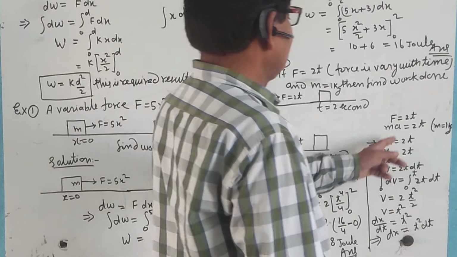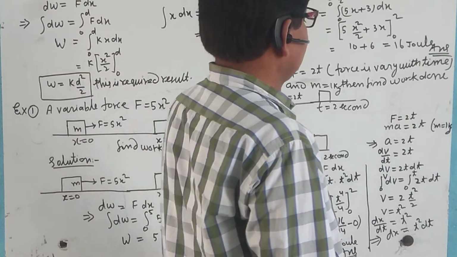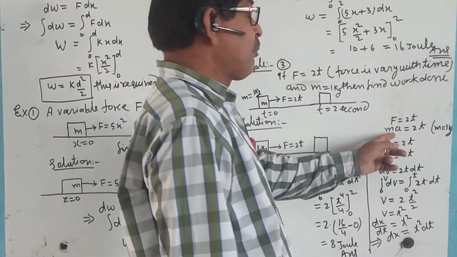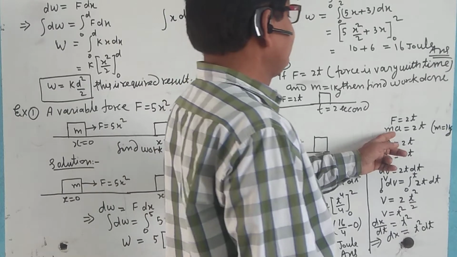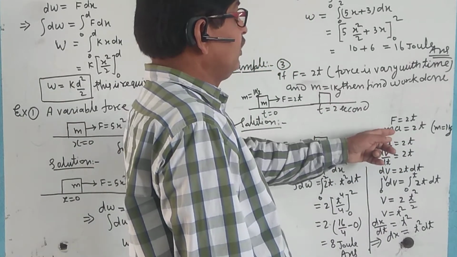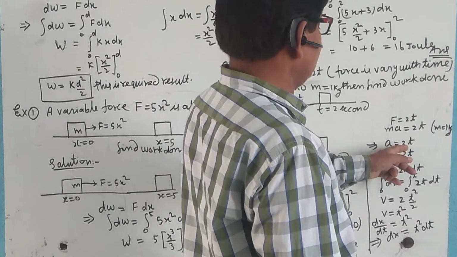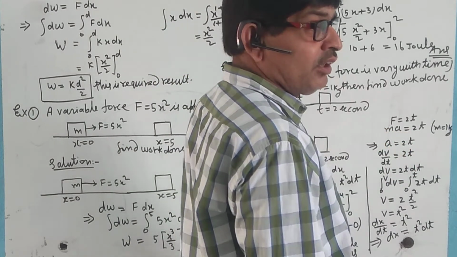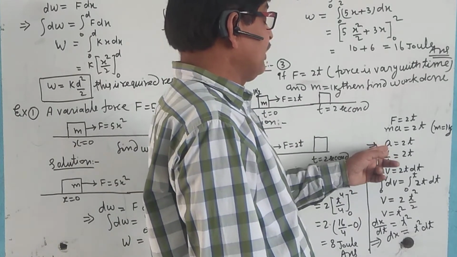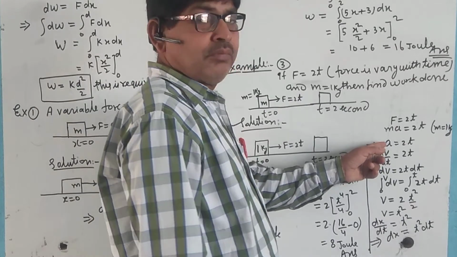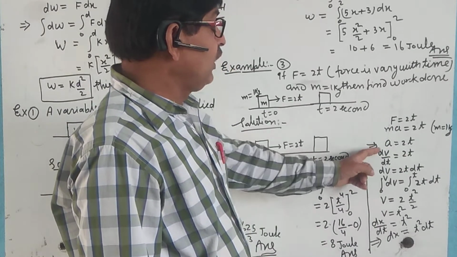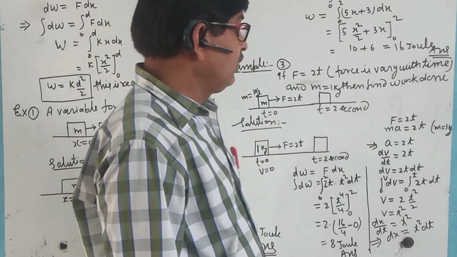what here? F is equal to 2t, given, and F is equal to ma, as you know, with the help of Newton's second law. In this case, m is equal to 1 kg, so that a is equal to 2t here. Acceleration is the rate of change of velocity, so it can be written as dv by dt equal to 2t, so that dv is equal to 2t dt.